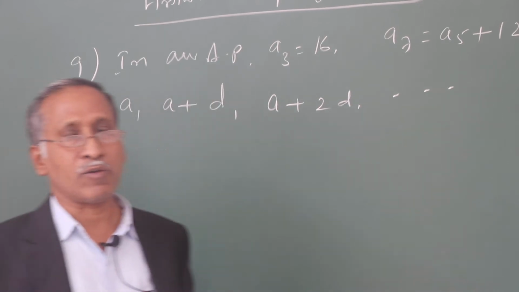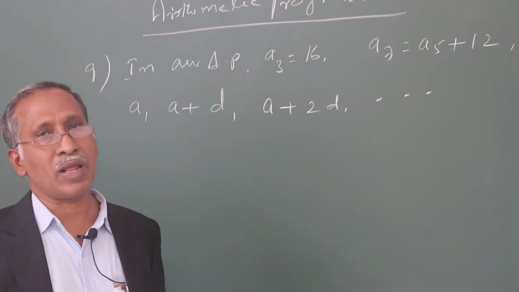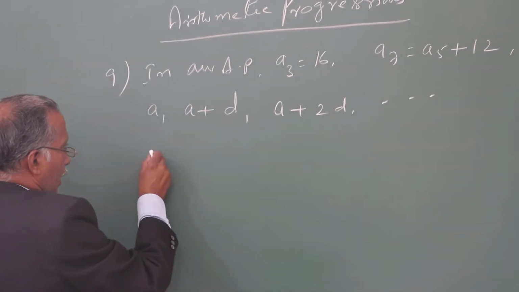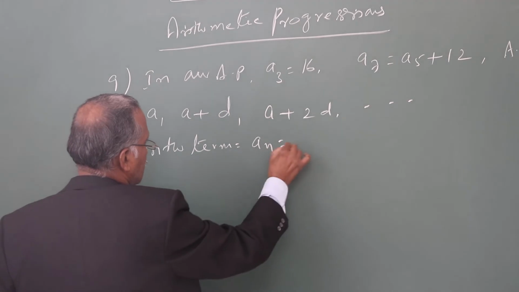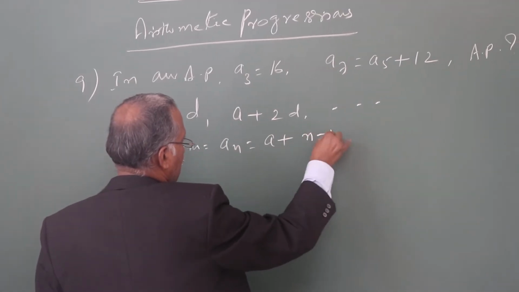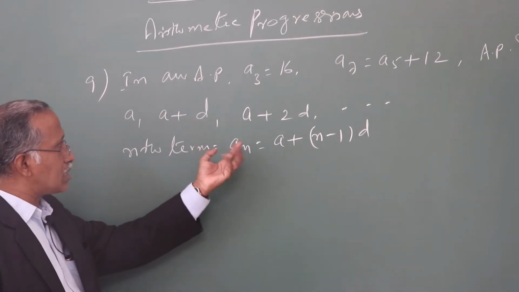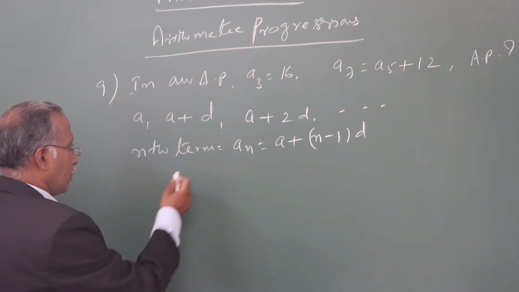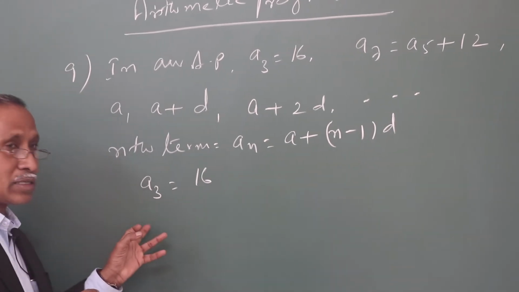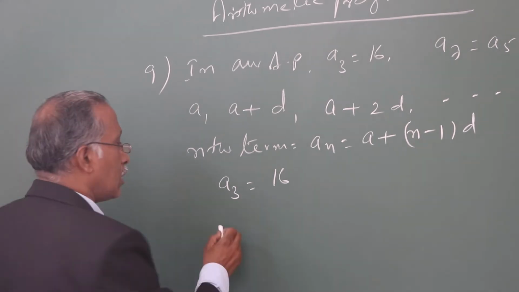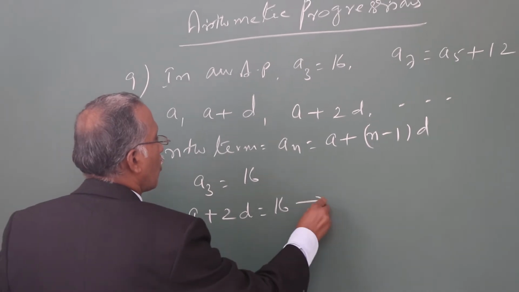Now, what is the formula to find the nth term of an AP? You know very well that an equals a plus n minus 1 into d. Therefore, a3 can be written as a plus 3 minus 1 into d. So a3 equals 16. a3 means a plus 3 minus 1 into d, that becomes a plus 2d. I am writing this straight away so that we can reduce one step.